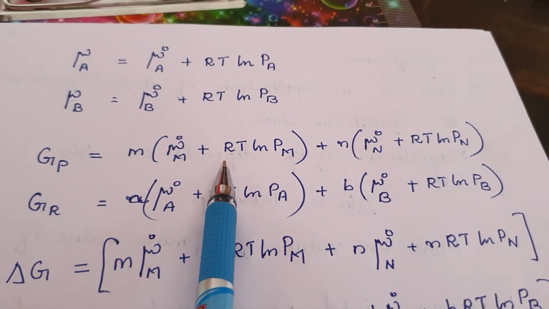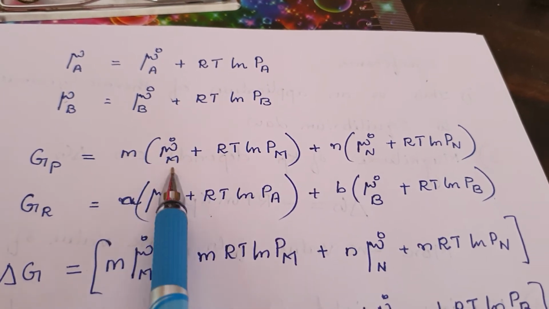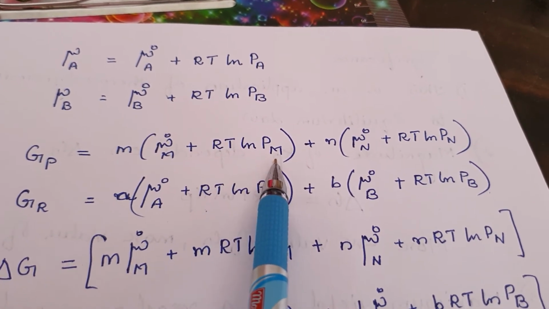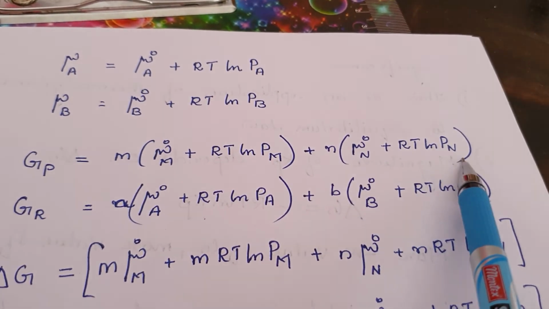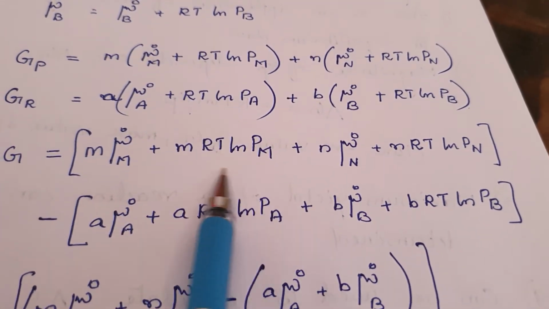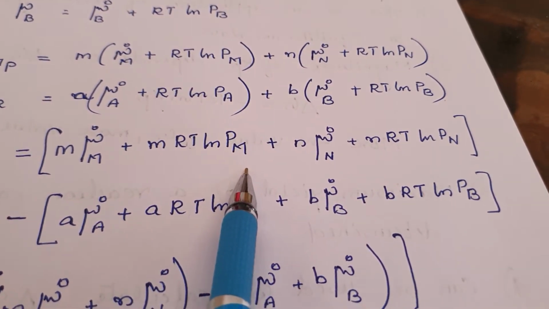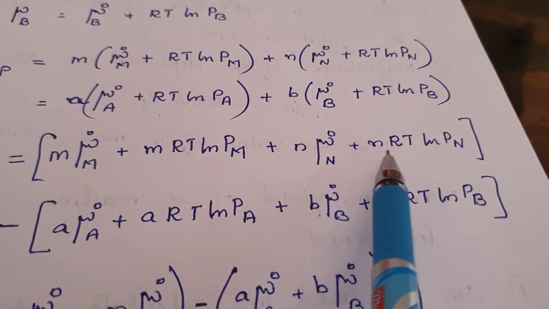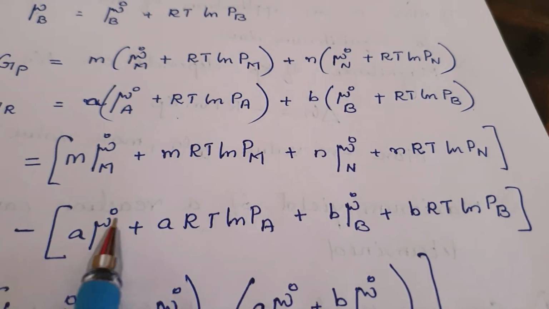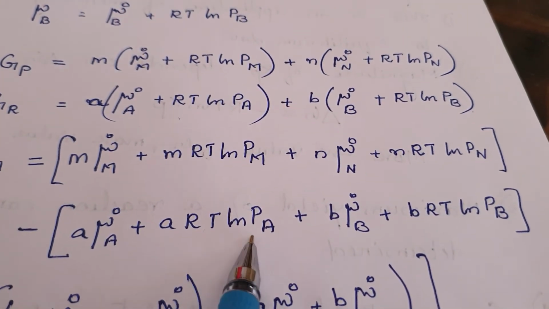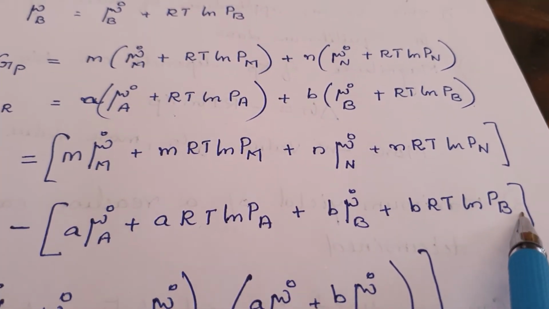We'll take the moles inside, meaning M into mu 0 M plus M into RT ln PM, N into mu 0 N plus N into RT ln PN. So we can write it like this: M into mu 0 M plus MRT ln PM plus N into mu 0 N plus NRT ln PN. And Gr is equal to A into mu 0 A plus ART ln PA plus B into mu 0 B plus BRT ln PB. Okay, clear.